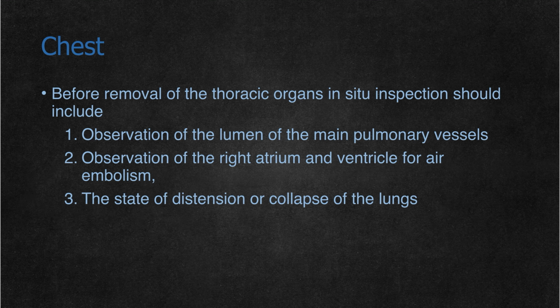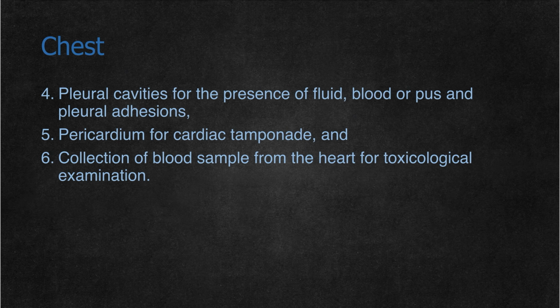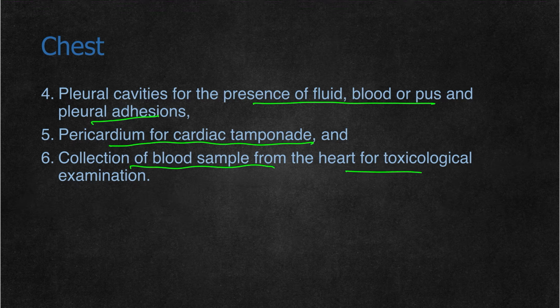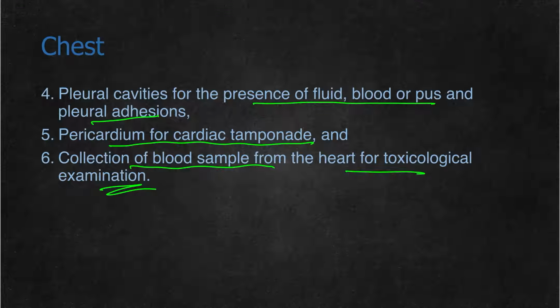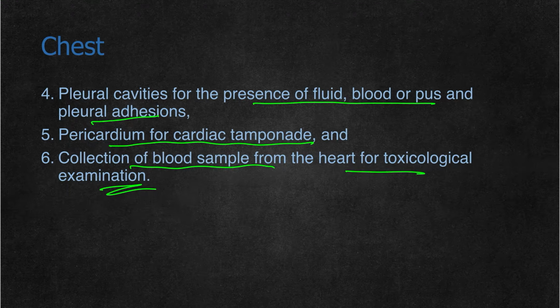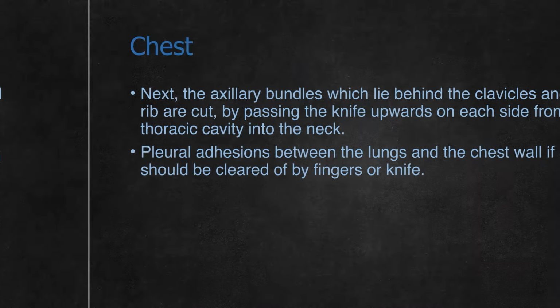Before removal of the thoracic organs, first we have to examine the lumen of the pulmonary vessels, and observe the right atrium and the ventricles for air embolism, the state of distension or collapse of the lungs, then the pleural cavities for the presence of fluid, blood or pus, pleural adhesions, and the pericardium for cardiac tamponade. Collection of blood samples from the heart for toxicological examination has to be done. So, once the sternum is opened, we have to examine the heart, pericardium, pleura, lungs and their condition, then the large vessels, the pulmonary arteries and aorta. Everything has to be examined for any abnormalities before complete removal.